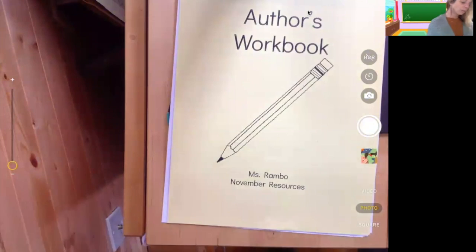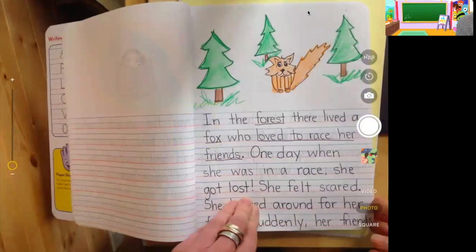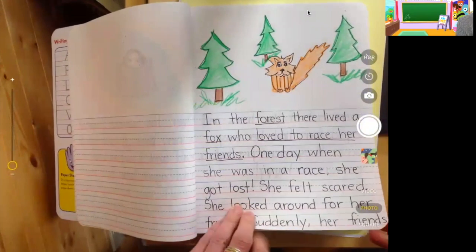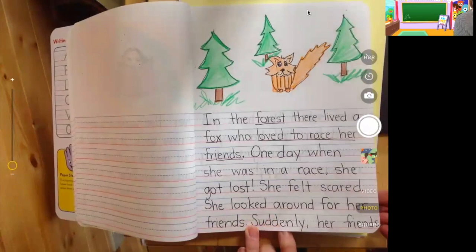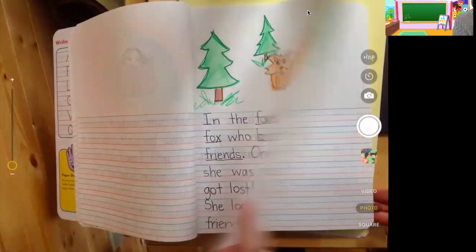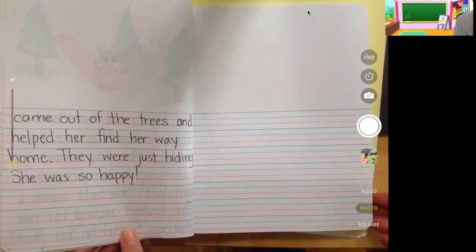So for example, the story that I wrote was, in the forest there lived a fox who loved to race her friends. One day, when she was in a race, she got lost. She felt scared. She looked around for her friends. Suddenly, her friends came out of the trees and helped her find her way home. They were just hiding. She was so happy.